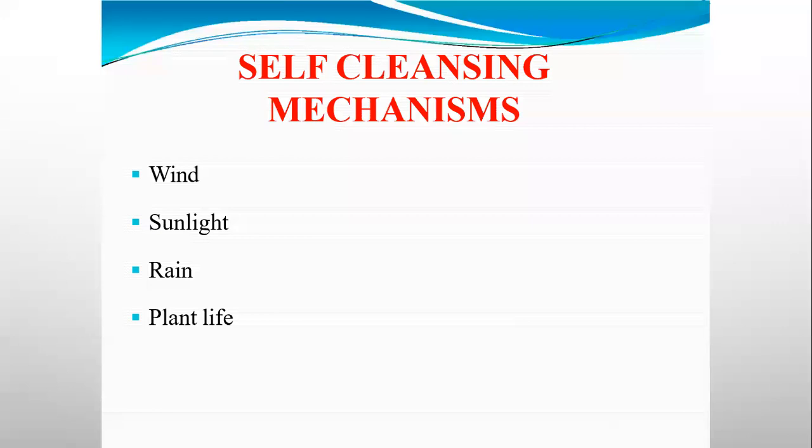The fourth one is plant life. Plants take in carbon dioxide and release oxygen, which is very necessary for breathing and for sustaining life. So this cycle of oxygen and carbon dioxide is essential for living beings, and it normally balances the presence of these gases in the air.